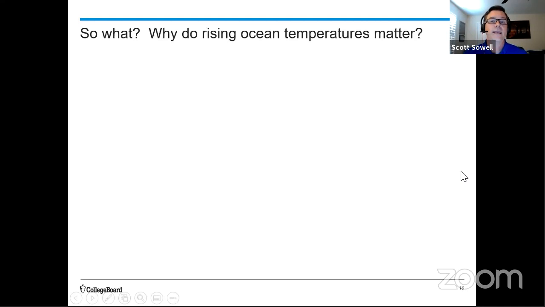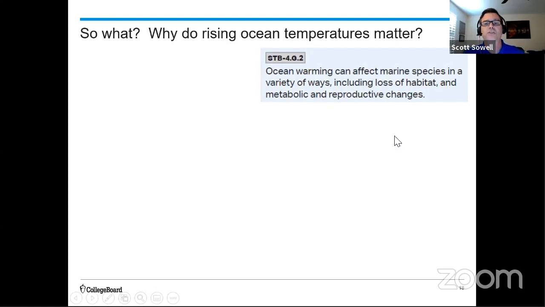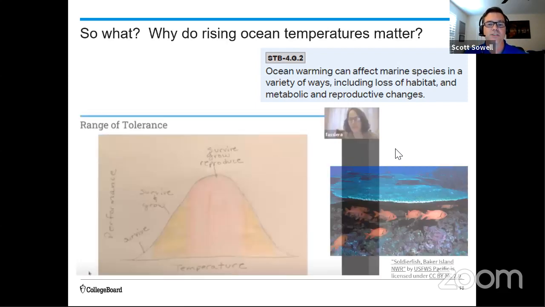So why do we care? I think Ms. Fassler did a great job the other day of talking about why we care if the atmosphere is hotter, if the planet is hotter. Now we're going to drill down and go, well, who cares if the ocean is a little bit warmer? Well, it has some very clear effects. Ocean warming can affect marine species in a variety of ways, including loss of habitat and metabolic and reproductive changes.